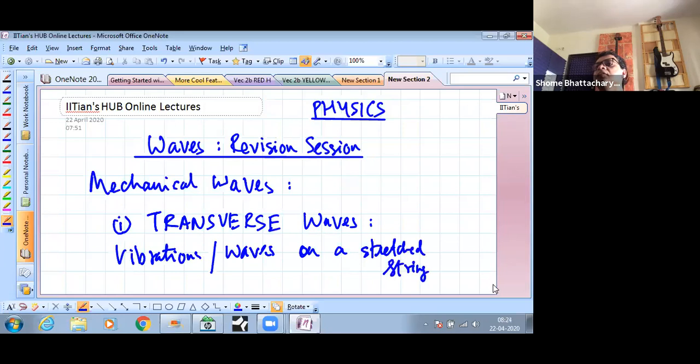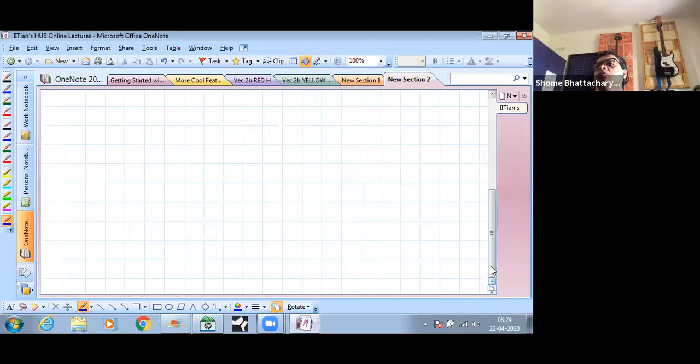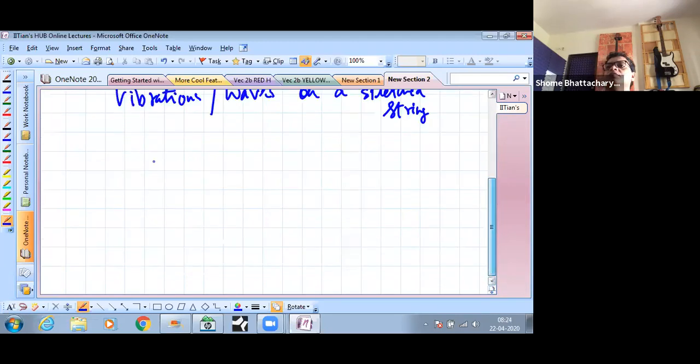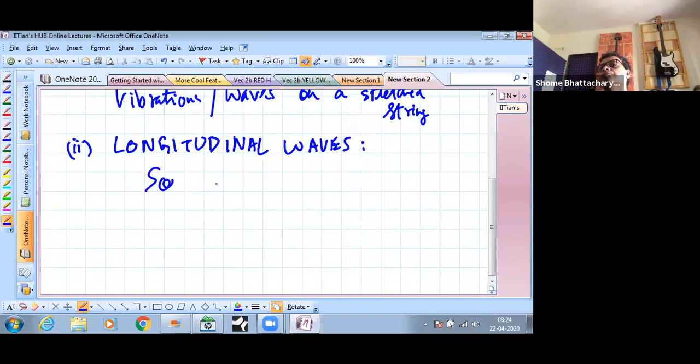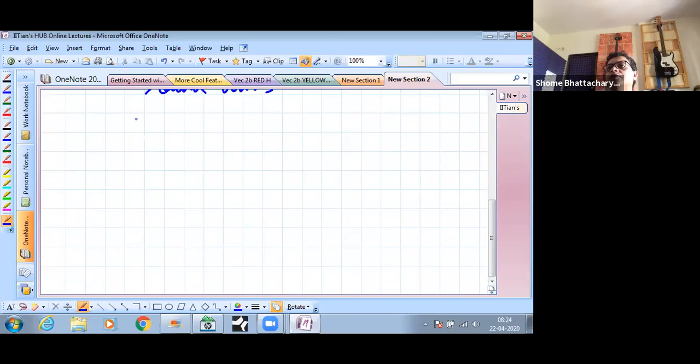And the second instance of mechanical waves that we study is longitudinal waves. The physical example of this is sound. So let us start with a few general aspects of vibrations on a stretched string, or transverse waves.